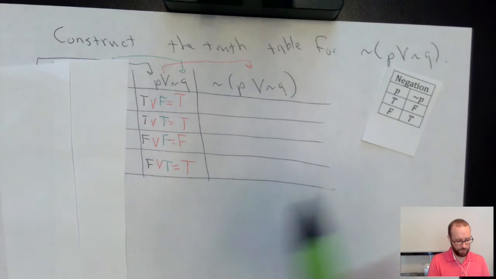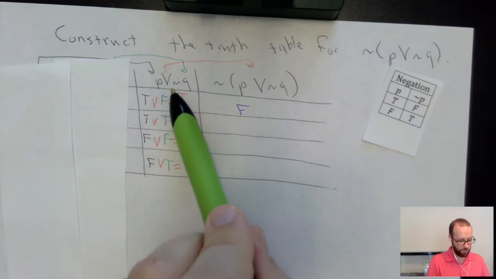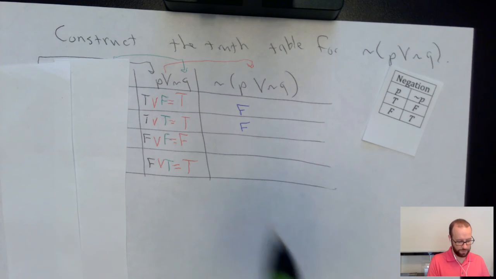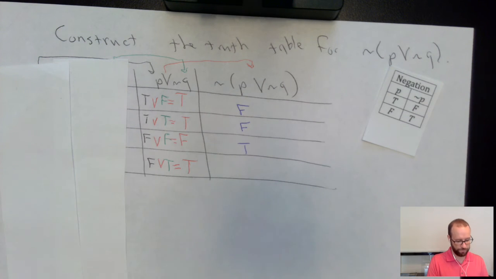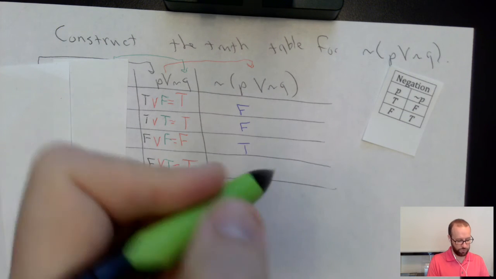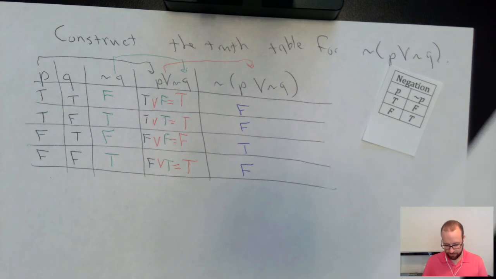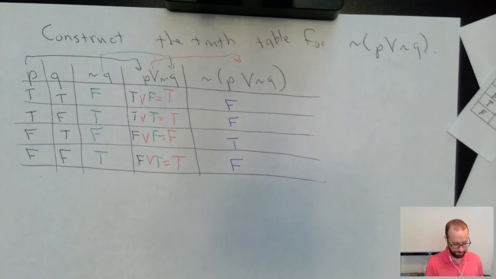So P or not Q in the first row was true, so its negation is false. P or not Q in the second row was true, so its negation is false. P or not Q was false in the third row, so its negation is true. And P or not Q was true in the fourth row, so its negation is false. Here's the full truth table for it is not true that P or not Q.